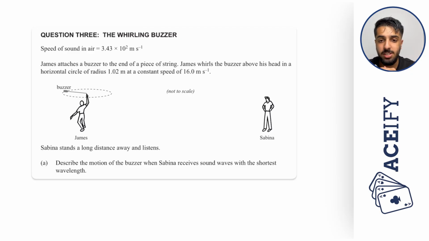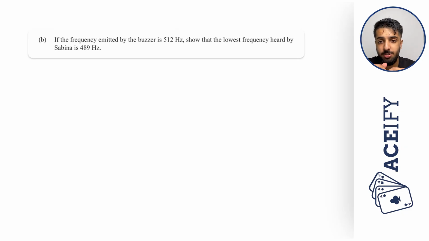Describe the motion of the buzzer when Sabina receives sound waves with the shortest wavelength. So, put simply, the shortest wavelength that she's going to perceive is when the buzzer is going directly towards her. That's all you need to learn. If the frequency emitted by the buzzer is 512 Hz, show that the lowest frequency heard by Sabina is 489 Hz.